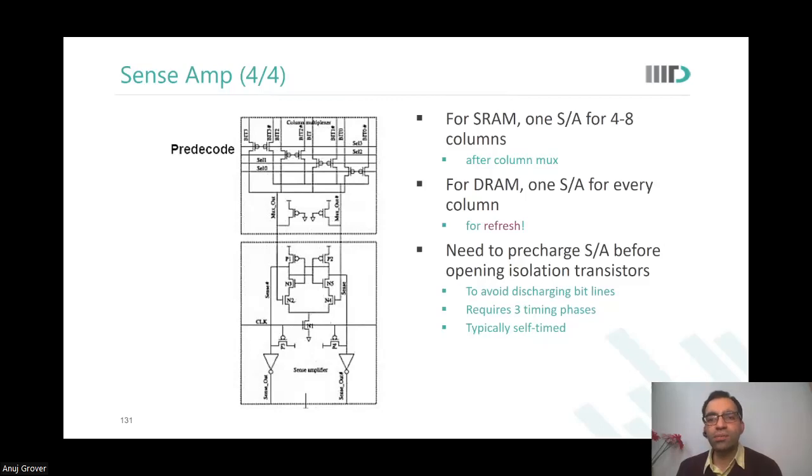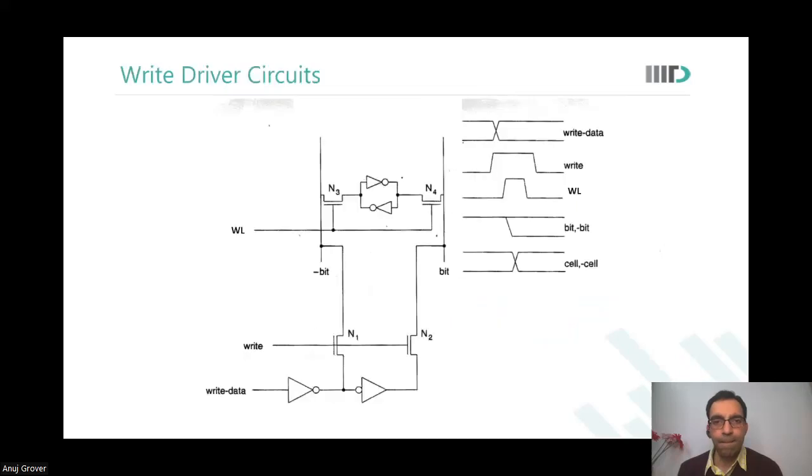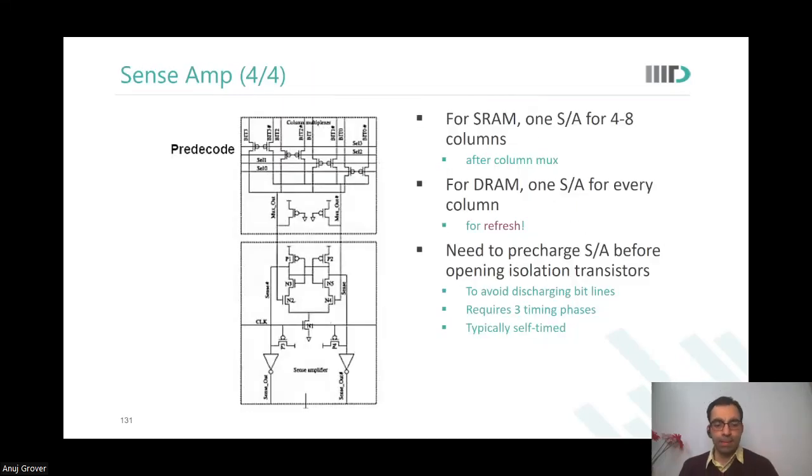Why can't we use a multiplexer before the sense amplifier in a DRAM? In that case, for 4 columns, we'll have a single sense amplifier. In that case, if we use it that way, we'll have a single sense amplifier for 4 columns, which violates this statement.